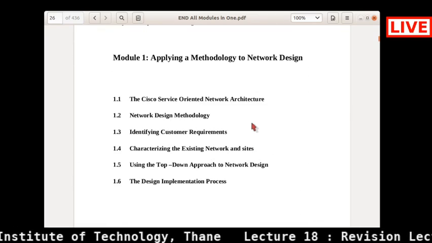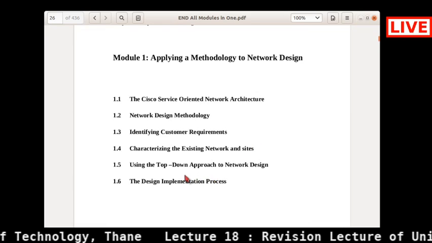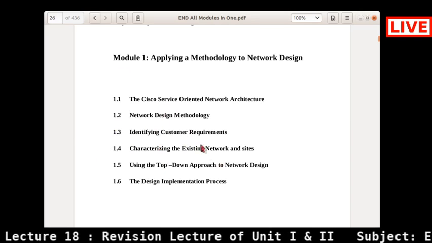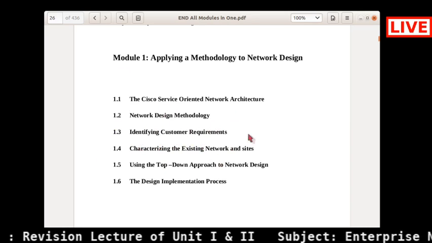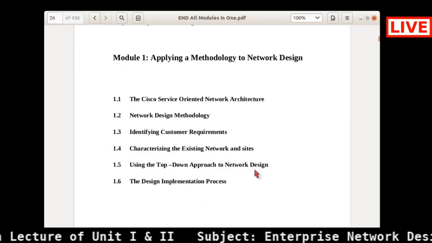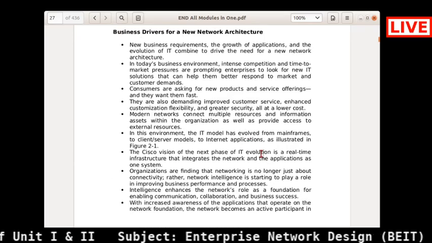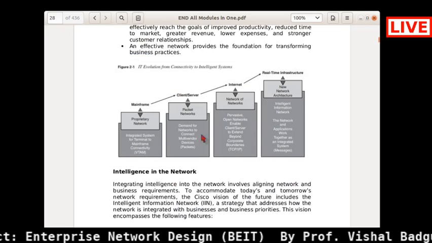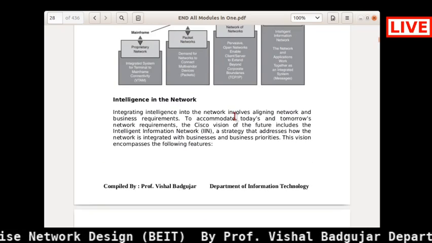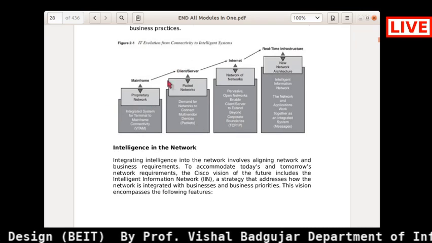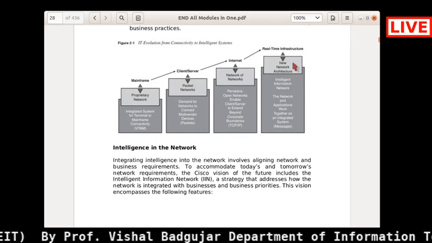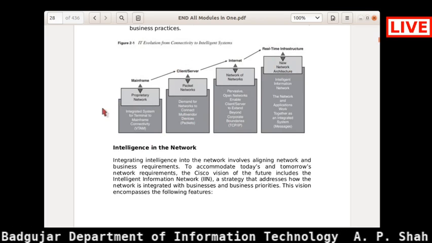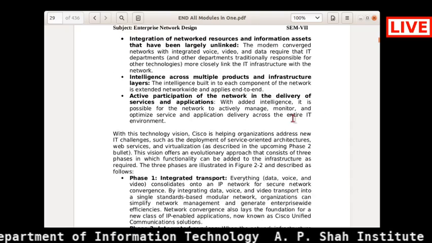If you see module first, it is divided into 6 parts: SONA architecture, methodologies, requirements, characterizing, top-down approach and implementation process. First, the IT evolution, how the evolution of network can happen. There are 4 evolution phases, which you need to keep in mind. The question may be formed with respect to this.